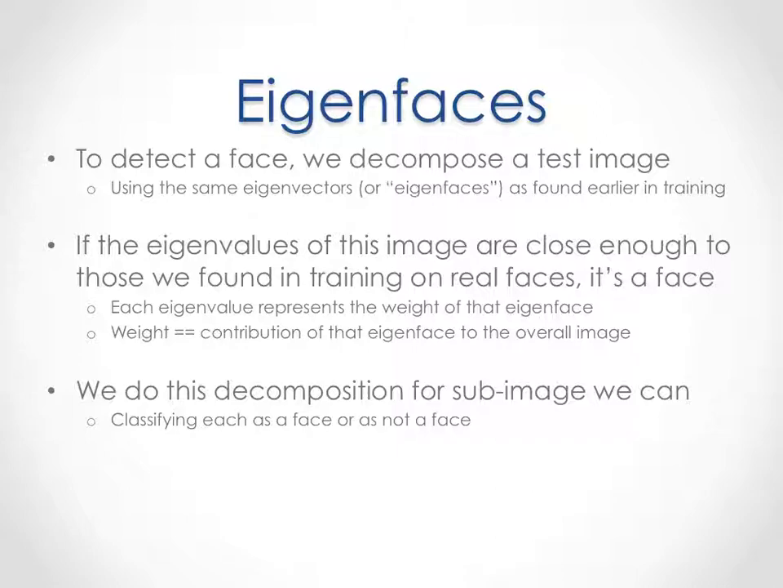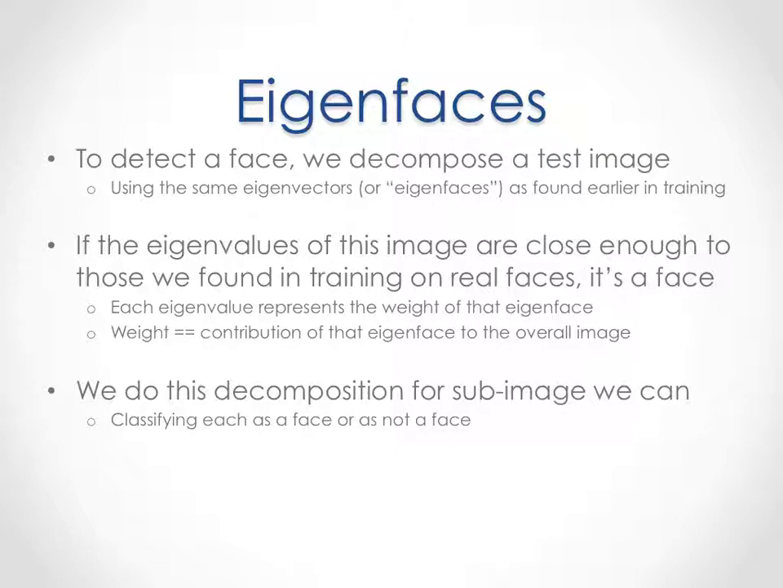So the name of the game is, can I figure out if my eigenvalues are close enough to my training eigenvalues? And that is a very simple machine learning problem that we have already talked about methods for doing. You could even just take the sum of the squares of the differences and call it good and see if it's below a certain threshold. That's literally what we do in machine learning, or computer vision classes.